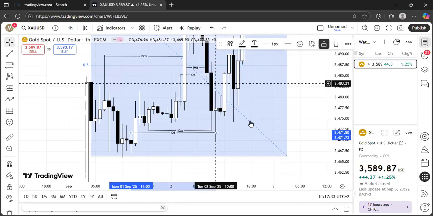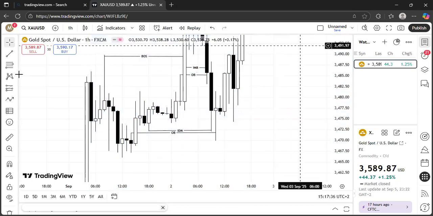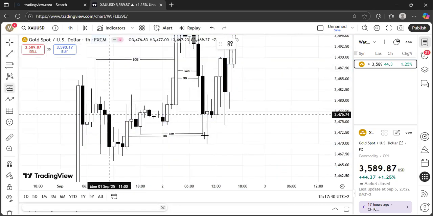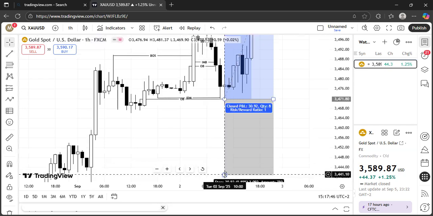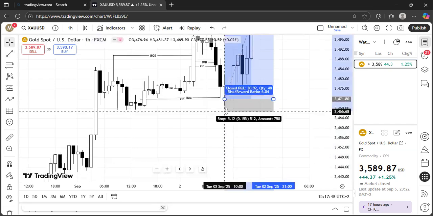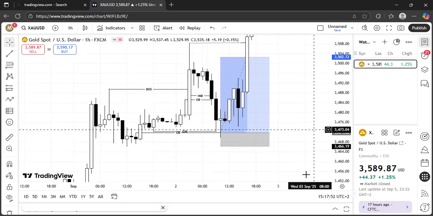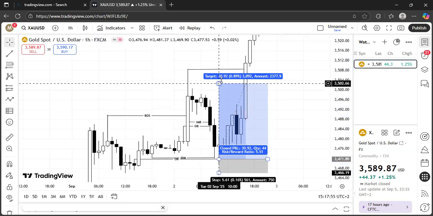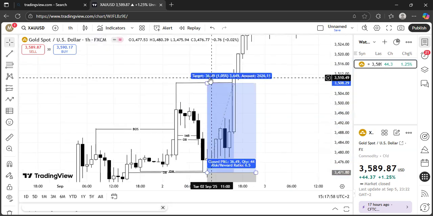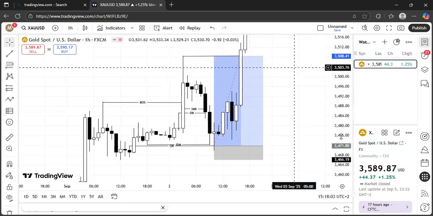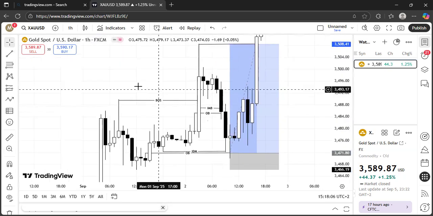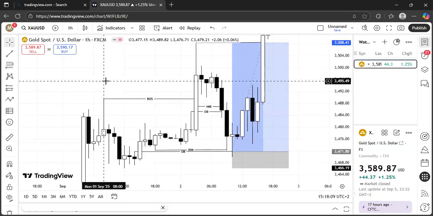Now since we're done using the Fibonacci, we can remove it. And then we can put our entry right here, and put our stop loss at our lower low. And then we take profit at our newly formed higher high. So this is pretty much what we'll be looking for if we're using the 1 hour and the 4 hour as aligned, using a 4 hour time frame as the higher time frame and a 1 hour time frame as the lower time frame.